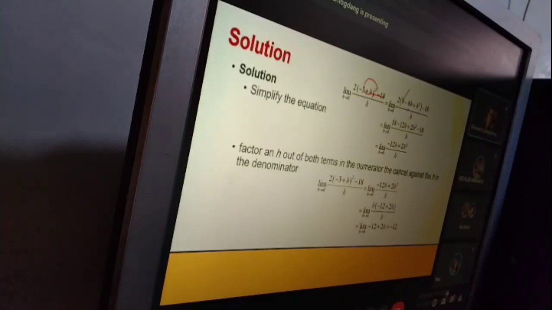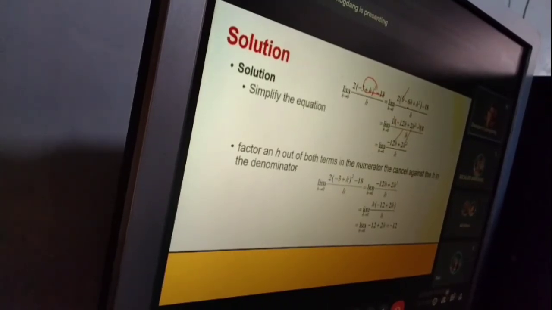Ngayon, napapansin natin na makakancel natin dito yung 18 minus 18. Ang matitira na lang ay negative 12h saka 2h squared all over h. Dahil ito na lang ang natira, pwede pa nating ma-factor. Nilabas natin yung 2. Pinactor lang natin siya. Ano ba yung common factor? 2h ang common factor. Okay?